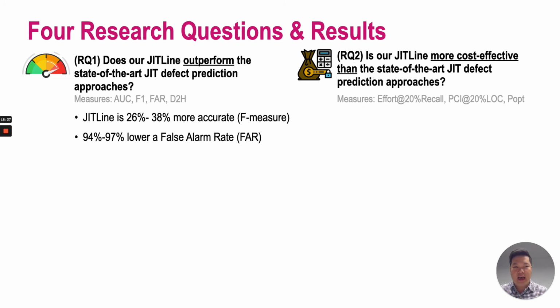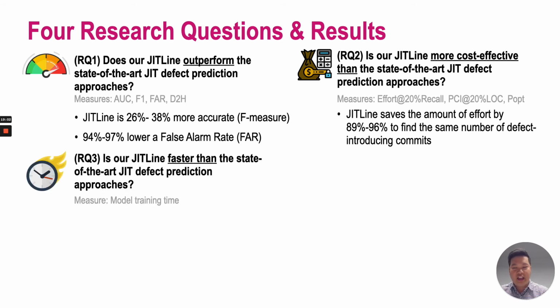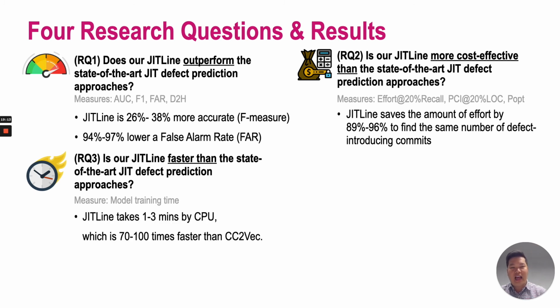Second, we also ask, is our JITLine more cost-effective than the state-of-the-art approach? And what we found is that JITLine saves the amount of effort by 89% to 96% to find the same number of defect-introducing commits. Third, we asked, is our JITLine faster than the state-of-the-art JIT defect prediction approaches or not? We found that JITLine actually takes 1 to 3 minutes on a CPU.